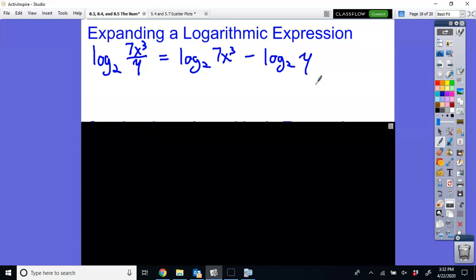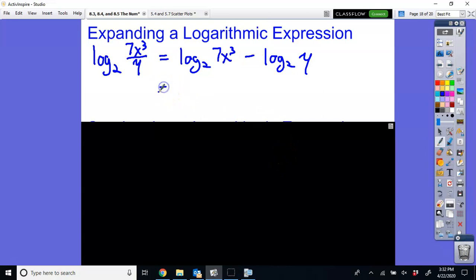I had somebody a couple of years ago say basically it kind of looks like you took the 7x cubed and the y and you just sort of split them apart, moved them in opposite directions, and then you put the division bar, you left it in the middle. That's okay if you want to think of it that way. It doesn't bother me too much, but just know that if it's division on the inside, it's subtraction when you expand it.